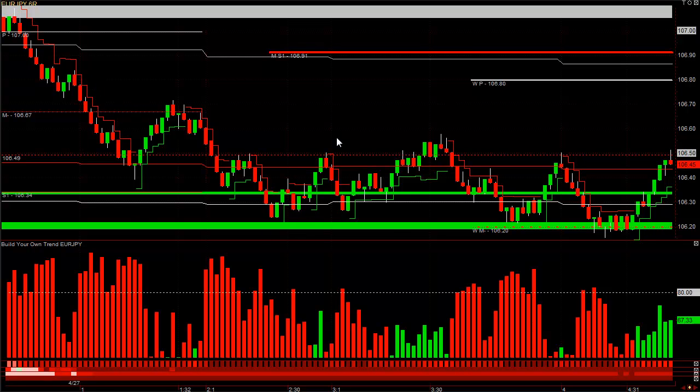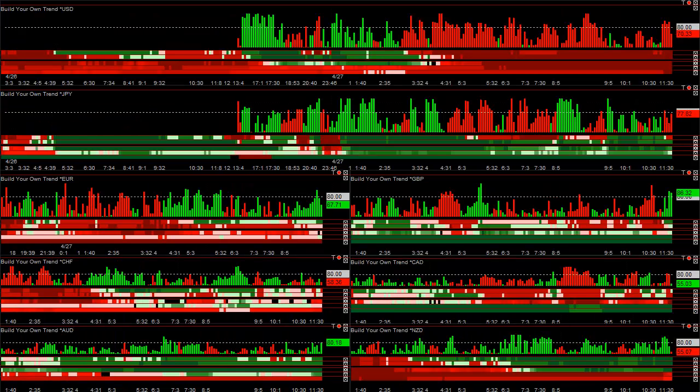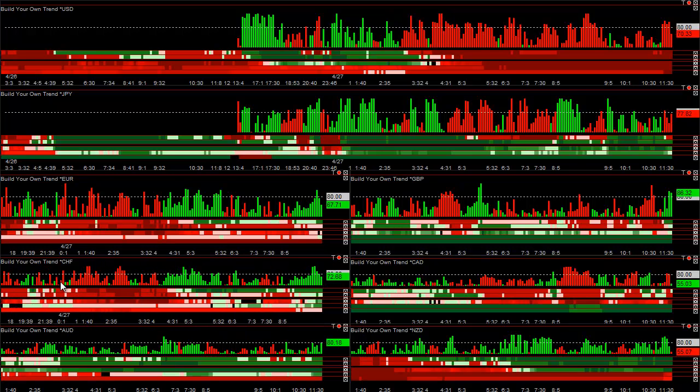Shorting, shorting, shorting, and it was only after about 4:30 right here where some real strength came in to the euro. Another one that was weak is the Swiss on multiple time frames, and especially the real time, and a very high percentage of Swiss pairs were underneath their 15-minute bars moving average and hourly bar.